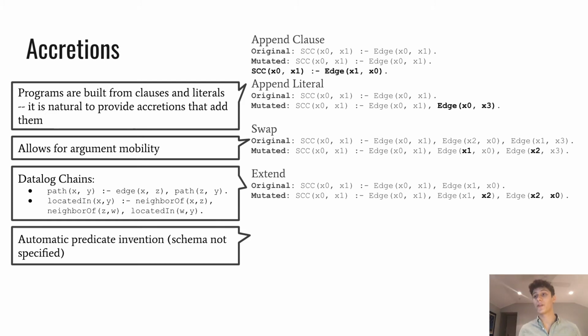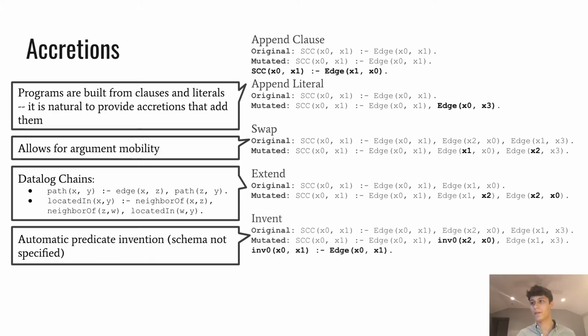We want GenSynth to automatically invent predicates. We don't want to have to specify the existence or the schema of invented predicates. This inspires the invent accretion, which doesn't modify the program semantically. Instead, it introduces an invented predicate having the schema of an already existing literal.